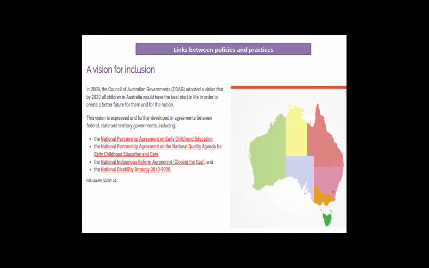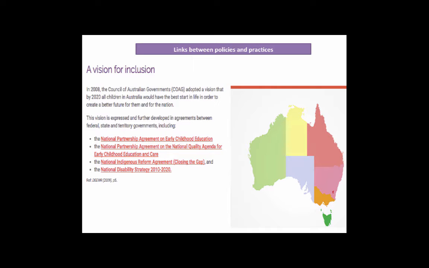So where did all this come from? Where did this notion of inclusion start, if you like, or this raft of policies and legislation? If you remember, we talked about the Melbourne Declaration in 2008. The Council of Australian Governments, COAG, adopted a vision that by 2020 all children in Australia would have the best start in life in order to create a better future for them and the nation.